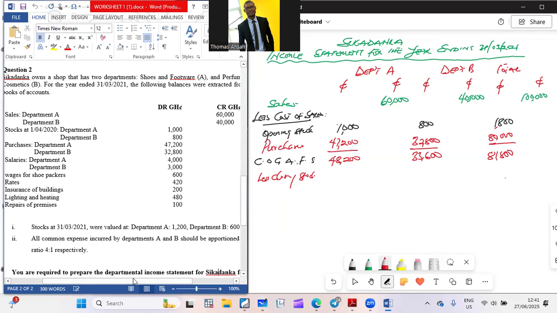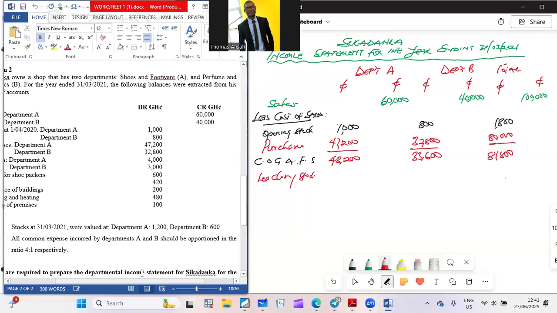Department A, 1,200. Check your footnote for closing stock all the time. Department A, 1,200. B, 600. So it means it's 1,800, right? All right. So once you less closing stock, what is your cost of sales? So this is 47,000, eh? Yeah. All right. So making 33,000, our gross profit what?